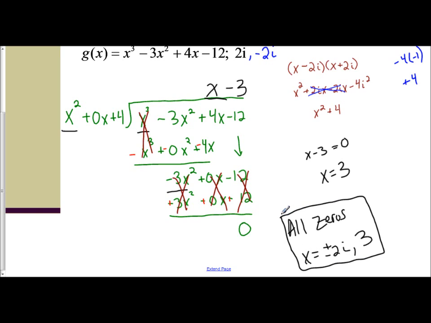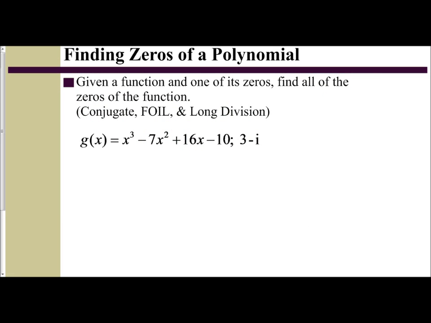So this one's a little more complicated because it involves long division, but the process is very similar. So let's try another one. I have x cubed minus 7x squared plus 16x minus 10, and I'm given here the zero 3 minus i. So that means my conjugate of 3 plus i is going to be the other zero. So here I have, again, a difficult one. I have to set up my factors. I have x minus 3 minus i and x minus 3 plus i.